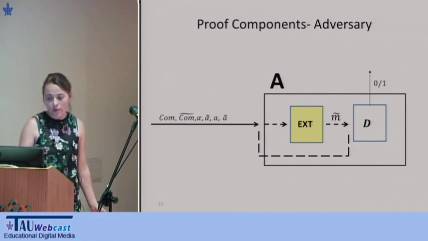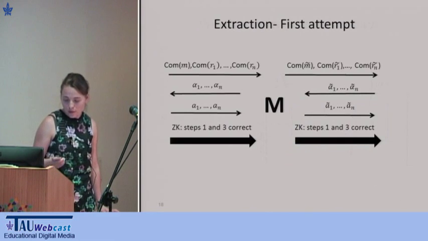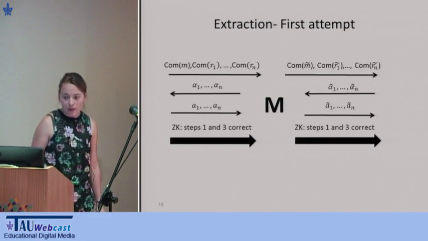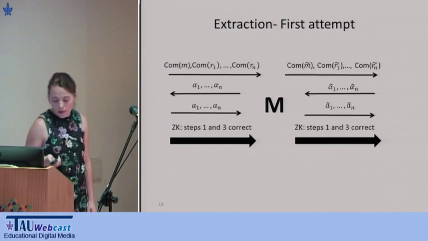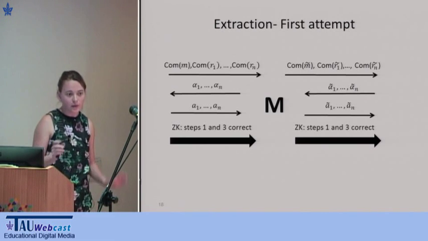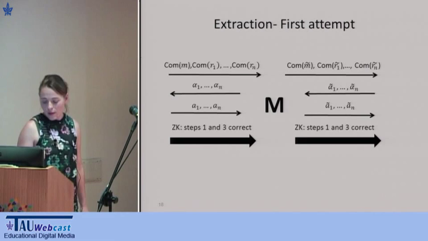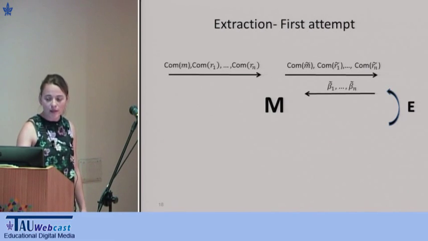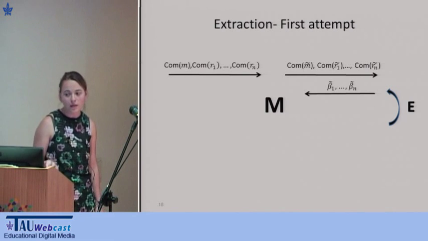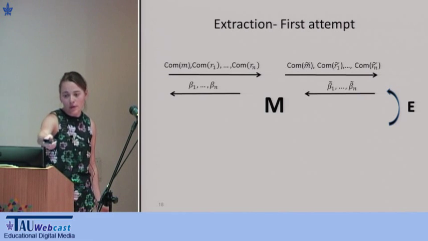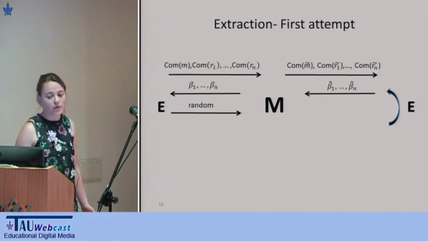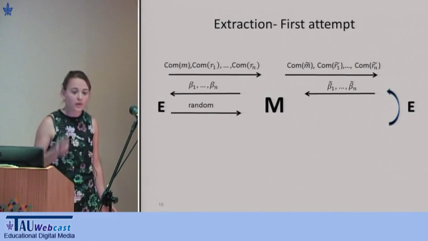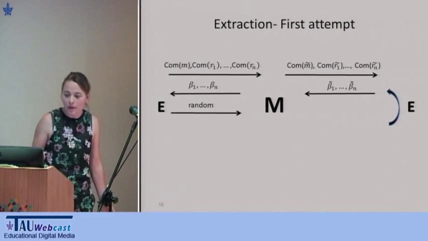So what is left to show is the extractor. Now we need just to show the extractor. Let's do the following extractor. The extractor is given a man in the middle transcript, as the adversary. What he will do is rewind to the challenge phase and feed the man in the middle with new challenges, beta 1 tilde up to beta n tilde. Now, the man in the middle will give a new challenge on the left. And the problem is that the extractor now cannot answer correctly on this challenge. So what he will do is just give random answers.